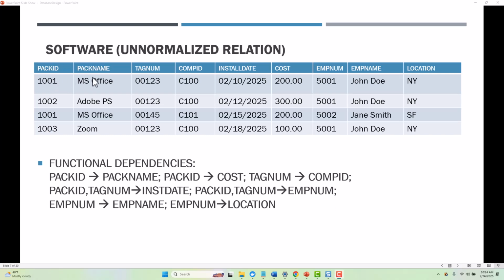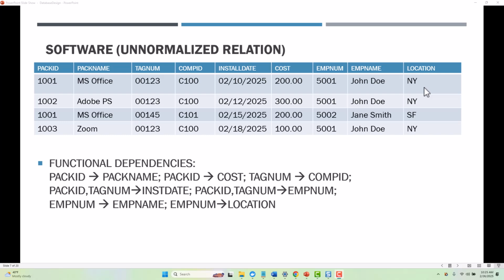It has a package ID, a package name, a tag num, a computer ID, an install date, a cost, an employee num, an employee name, and a location. And we can see here that they've given us the functional dependencies. The pack ID functionally determines the pack name, the pack ID functionally determines the cost, the tag num functionally determines the computer ID, the pack ID and the tag num functionally determine the install date, the pack ID and tag num functionally determine the employee num, the employee num functionally determines the employee name, and the employee num functionally determines the location.